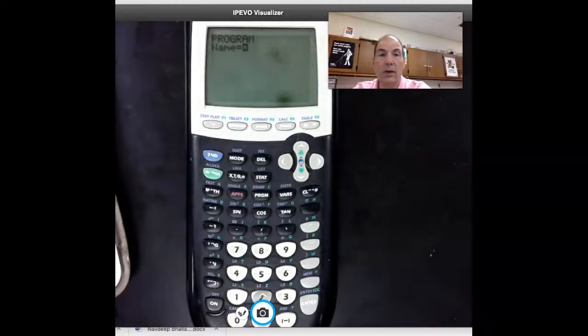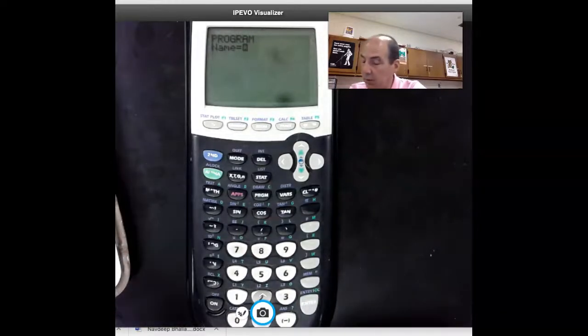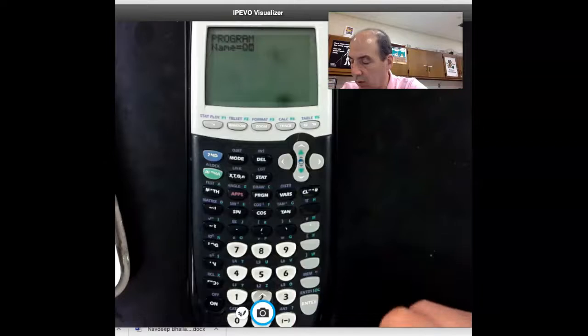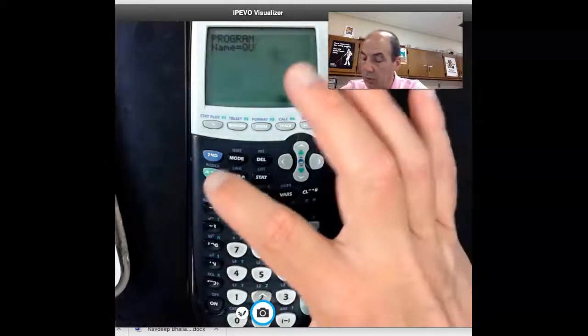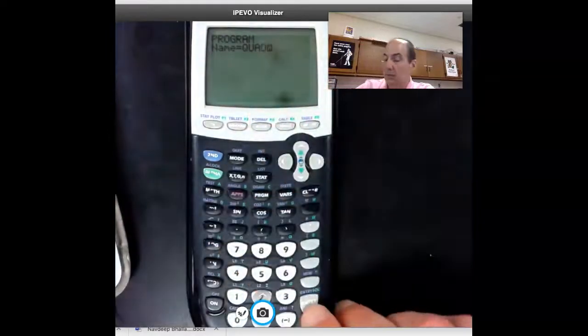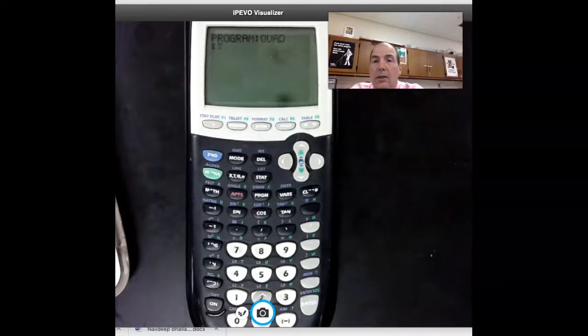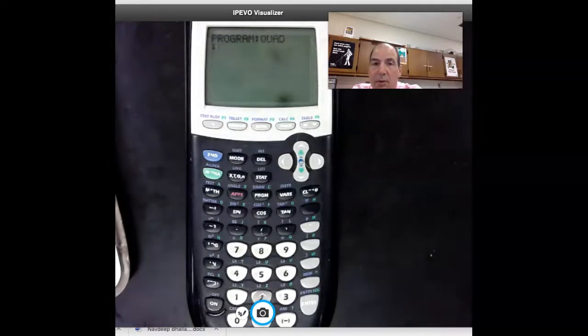So now it's already in the alpha mode. You see the A blinking there, so we're just going to type in whatever. I'm going to call it quad. So Q, U, A, D. Hit Enter. All right, now it's looking to start programming. This is going to be a very basic model, okay? I'm not going to get all fancy, just functional, okay?